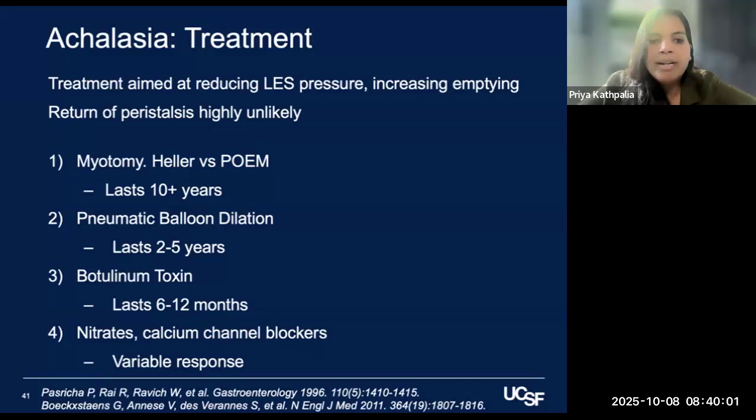So some centers are all about doing graded pneumatic balloon dilations. Here at UCSF, we really have tried to emphasize myotomy. And thanks to Dr. Kawanda, he does 100% of our POEMs at UCSF, and he's doing about 2 a week. So these days, we actually aren't sending many patients for Heller. We tend to send them more for POEM, given the minimally invasive nature. Though we will present all these options with the patient and have a discussion on what might be the best approach.